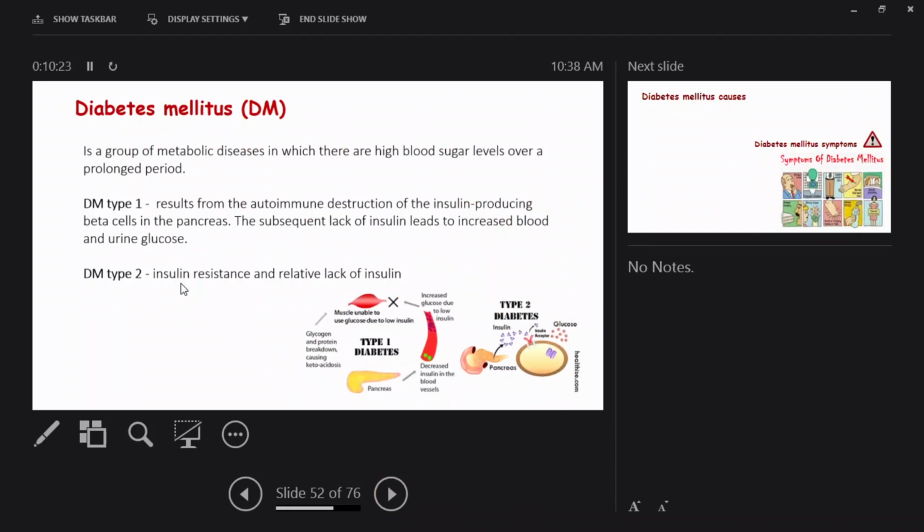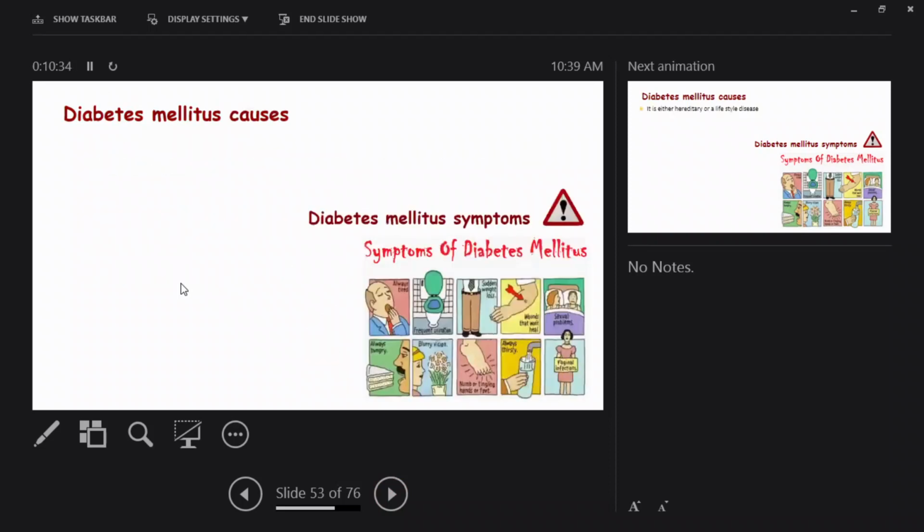Okay, there is gestational diabetes, which occurs in people during pregnancy. After the baby is born, after a while, the mother will not have diabetes anymore.